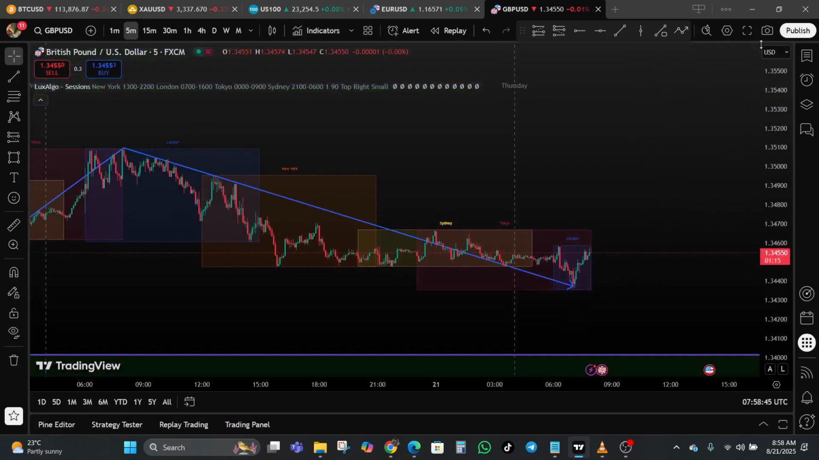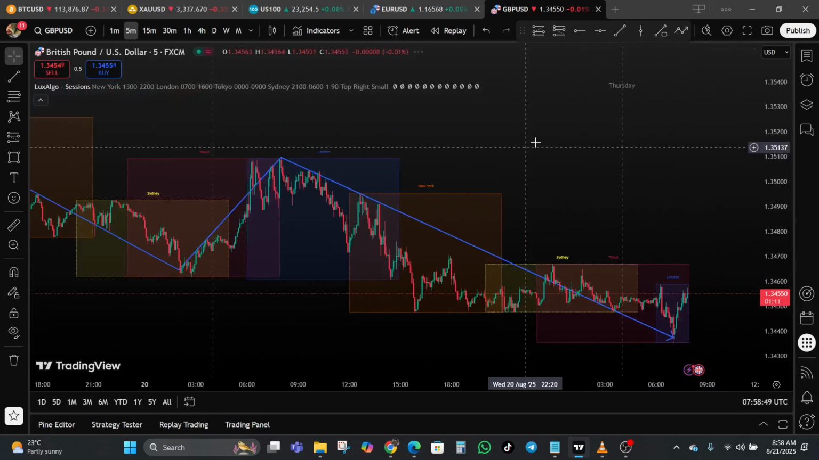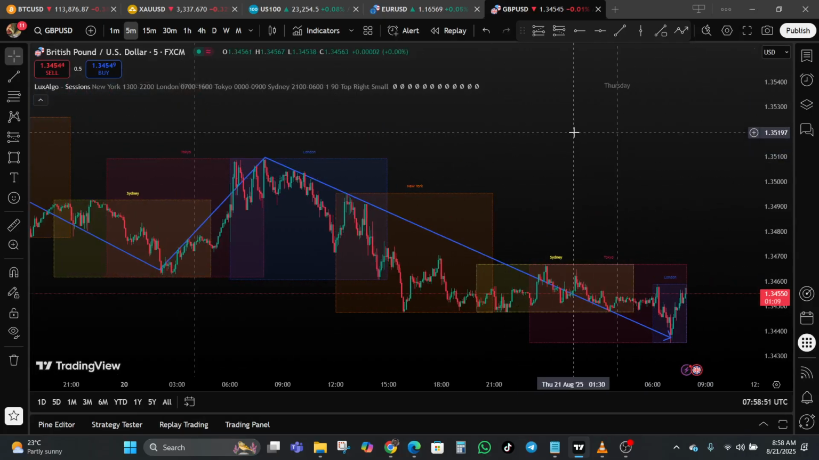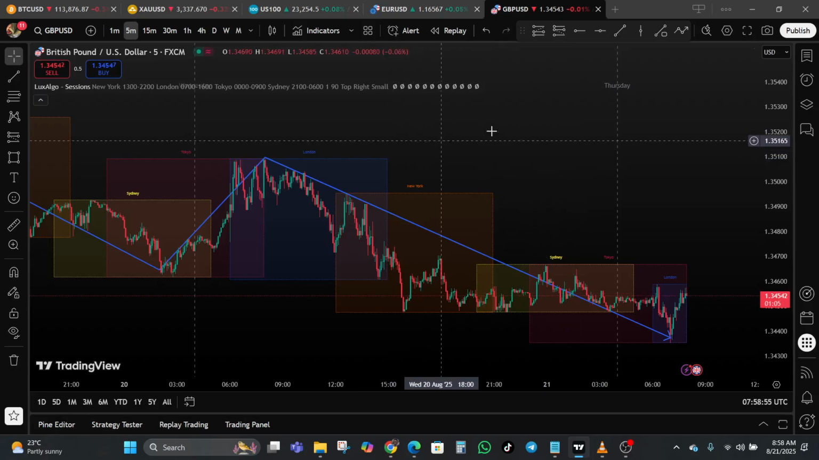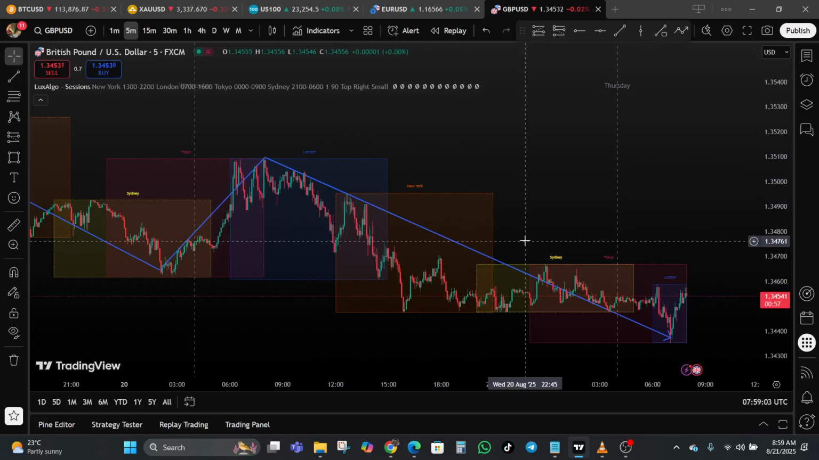Okay, so during these times, the London and the New York open, price often makes a false move first, taking out stops before moving in the true direction. So now let us put it all together.